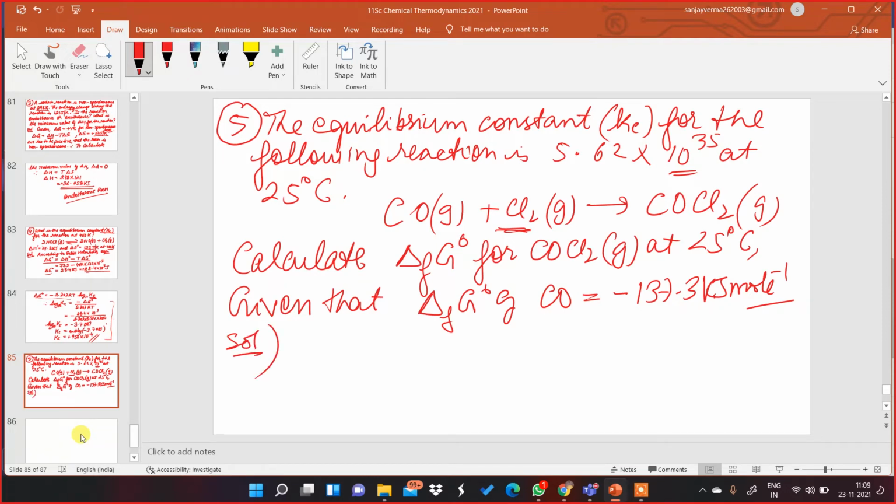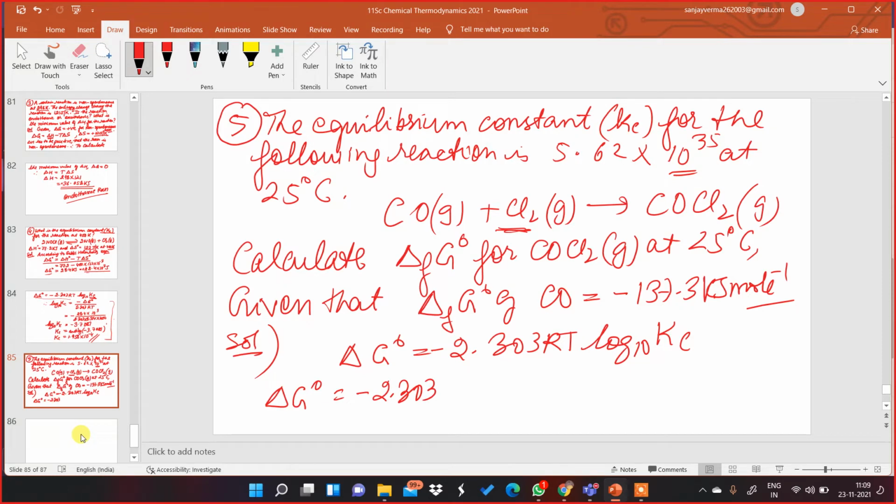Okay, now the solution for this question. We write down the equation. Delta G naught is equal to minus 2.303 RT log to the base 10 Kc. We write this equation and put all the values and first get delta G. In the formula there is a minus, so minus 2.303 into R value, I will take 8.314, into temperature, 25 degrees Celsius. So 25 plus 273 is 298 Kelvin.